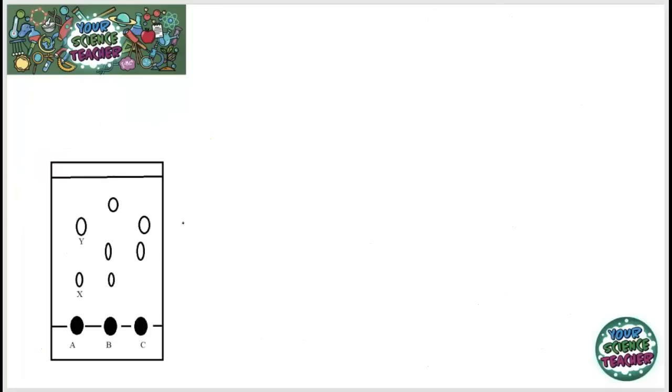Final required practical that I'm going to talk to you about is chromatography and calculating the RF value of a spot that's moved up on our chromatography paper.